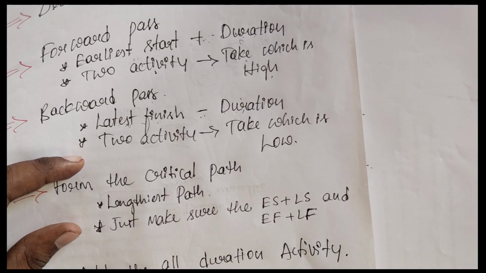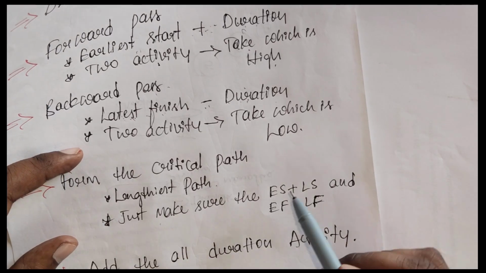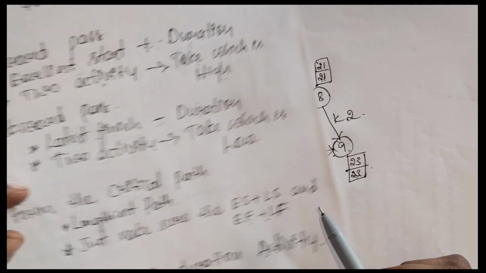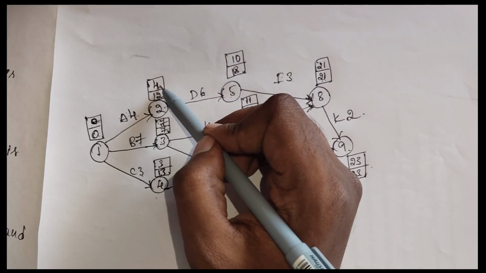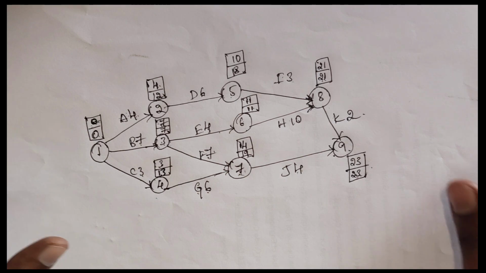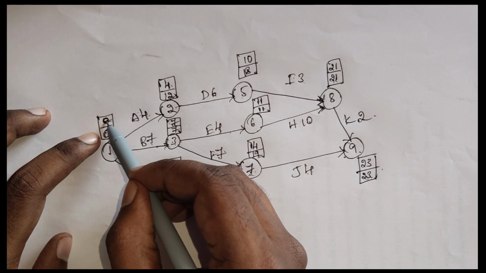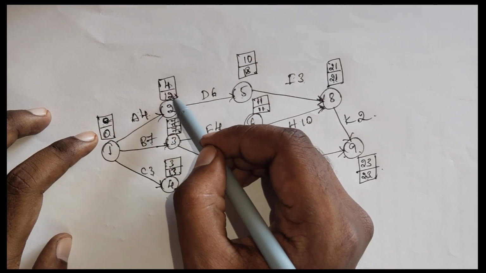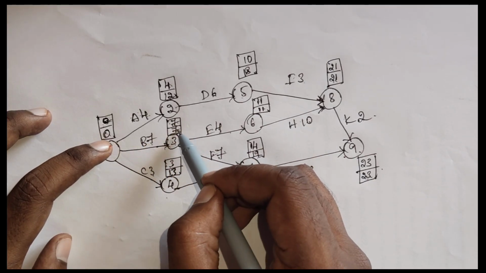To form the critical path, we have to find the actual lengthiest path. Just for the blind method, make sure the earliest start equals the latest start, and the earliest finish equals the latest finish. That's the blind method. Here the earliest start and latest start are 0. Okay, done. Here the earliest finish and latest finish are not equal, so just ignore.